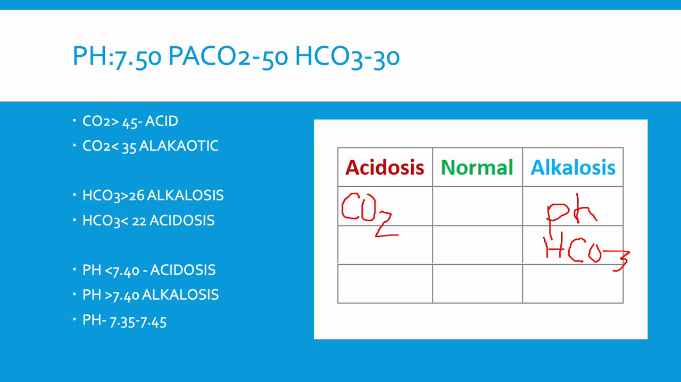Now, do we have compensation? Yes, we have compensation because our CO2 is in the acidosis column. So we know that the lungs are now trying to compensate to bring that patient back into a normal ABG range. So your answer is going to be metabolic alkalosis with partial compensation.